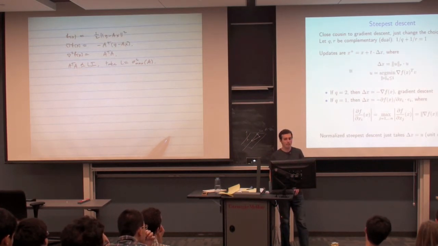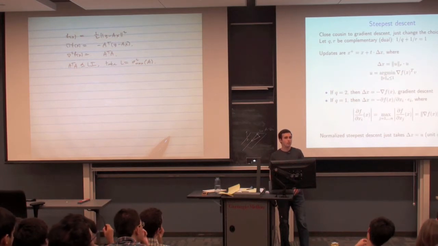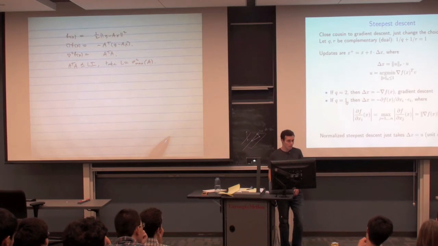So this normalization isn't so important, that's just a technicality. What happens if Q is 2? Then I want the direction that minimizes the inner product with the gradient subject to its 2 norm being smaller than or equal to 1. Well, what direction is that? That's exactly the minus gradient, right? So we get gradient descent exactly if we take steepest descent with the 2 norm. What happens if Q is 1? Then we want the direction to be the smallest we can make in terms of the inner product with the gradient, subject to its 1 norm being smaller than or equal to 1.